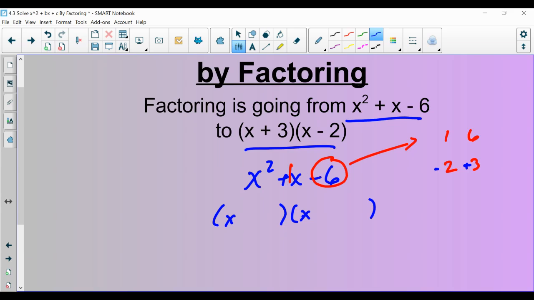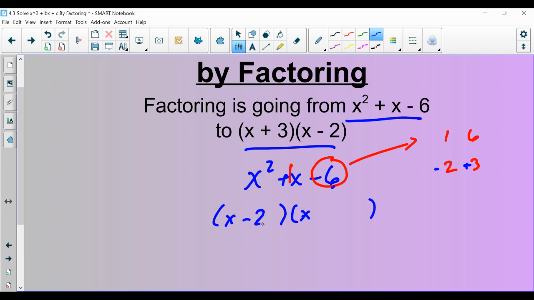I'm going to emphasize that I got this right. Here's what I'm going to do. I'm going to say, okay, do these two things multiply to negative 6? Yes, they do, right? Negative 2 times 3 is negative 6. And do these two things add to positive 1? Once again, yes, negative 2 and positive 3 does add to positive 1.